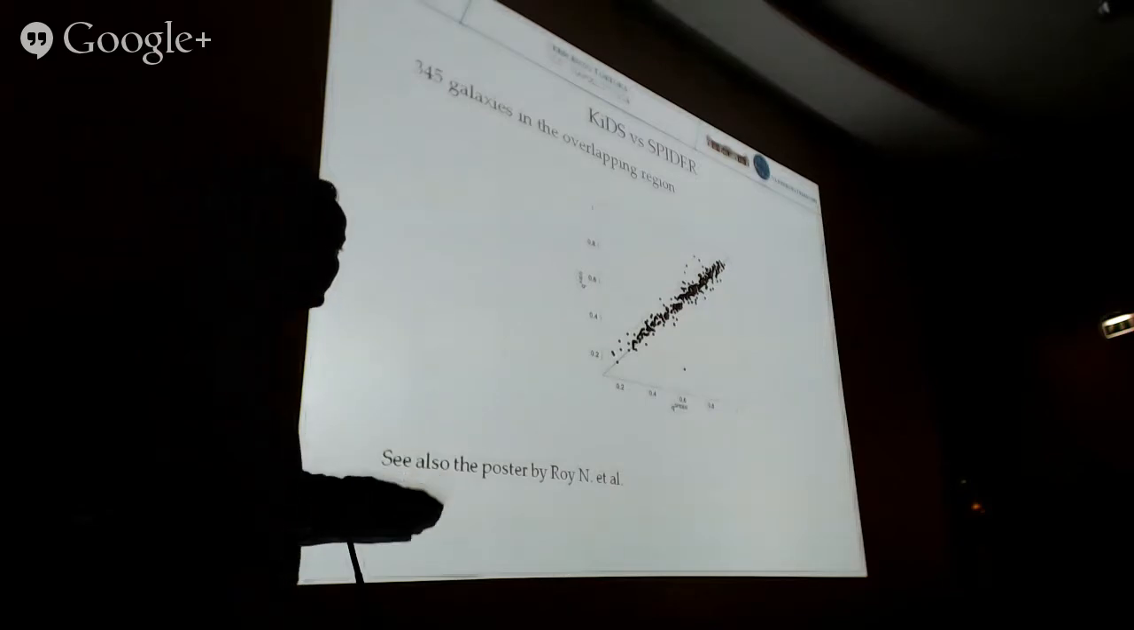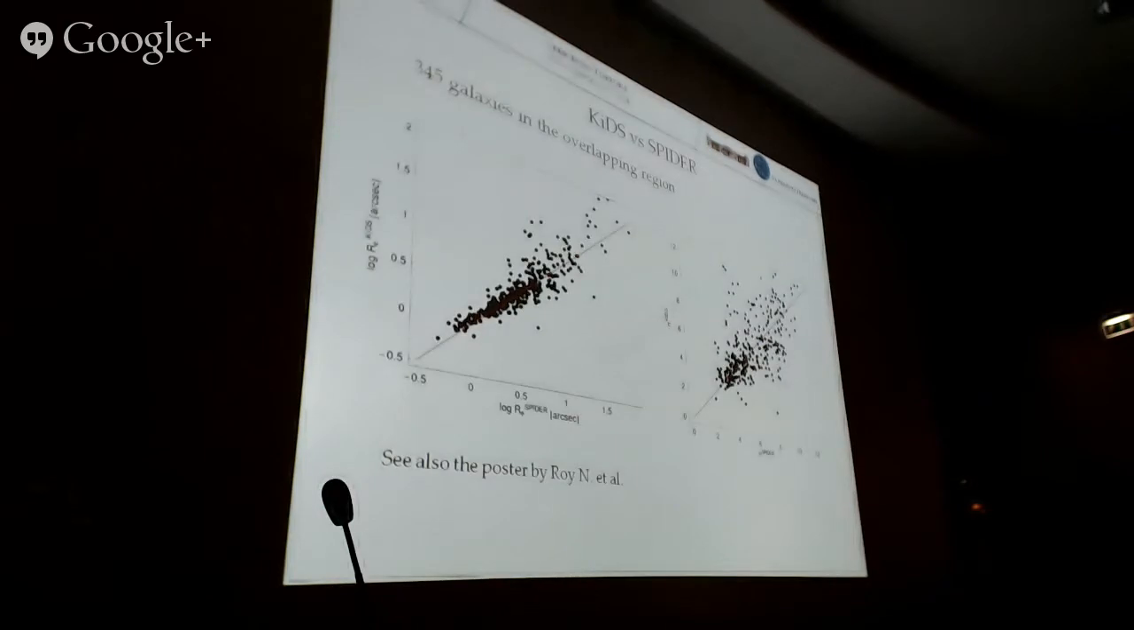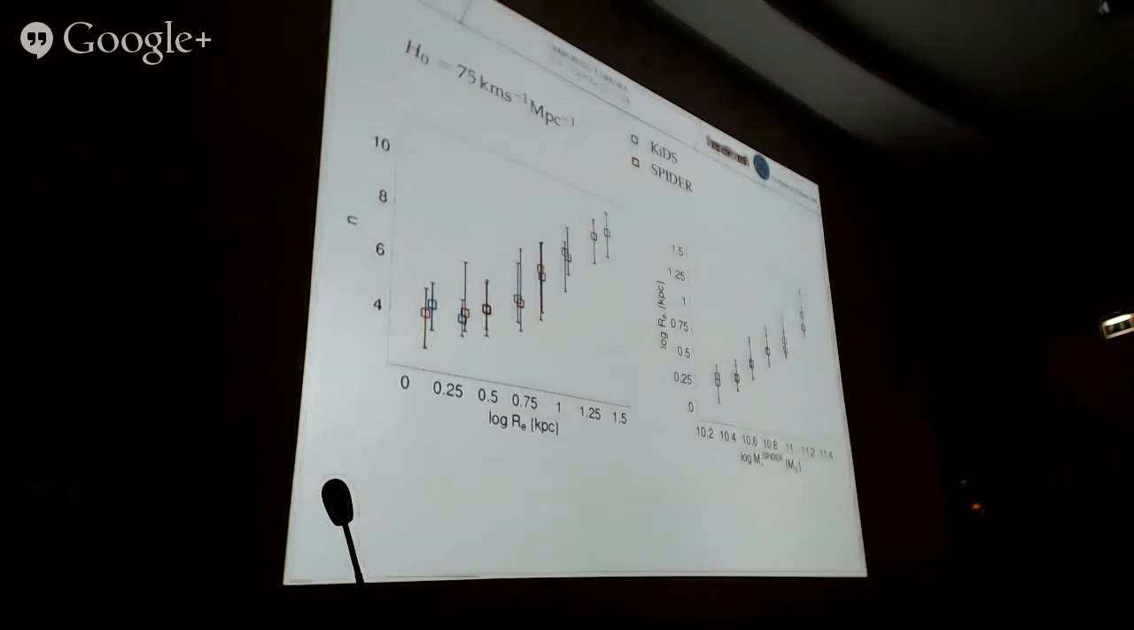I compare here the axis ratio, SPIDER versus KiDS, and the most important, sizes, and also Sersic index. Of course, there is a good agreement within a scatter, which is related to differences, of course, in photometry. More important is a scaling relation.